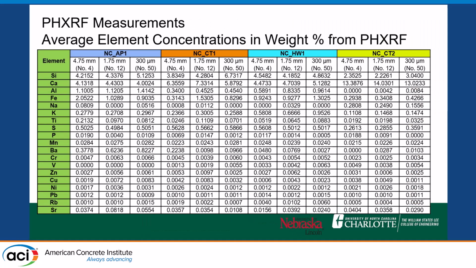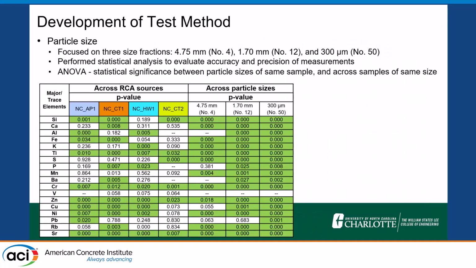And that's a lot of data, but essentially what we did was we measured for each of our 4 different North Carolina aggregates. We measured the number 4, the number 12, the number 50, and came up with average element concentrations in weight percent as measured by the XRF through those 12 measurements. And this was sort of the data set we worked with. Our first thing we thought about was, let's see if any of this is statistically significant.